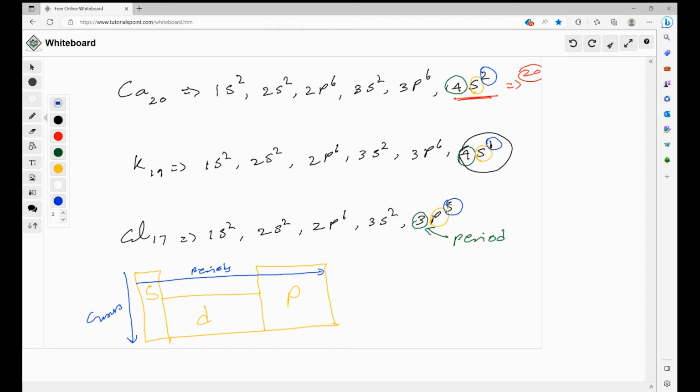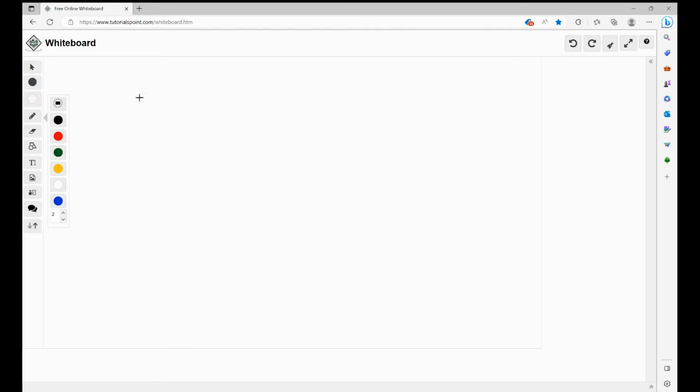Remember this bit, it's important for your exams. Usually they ask questions on this bit. Right, interesting part. Think about if someone asks you to write the configuration for the K plus ion. As everyone knows, plus means it has lost an electron. That's the reason it has the positive charge. It had 19 electrons. Now it only has 18 electrons.